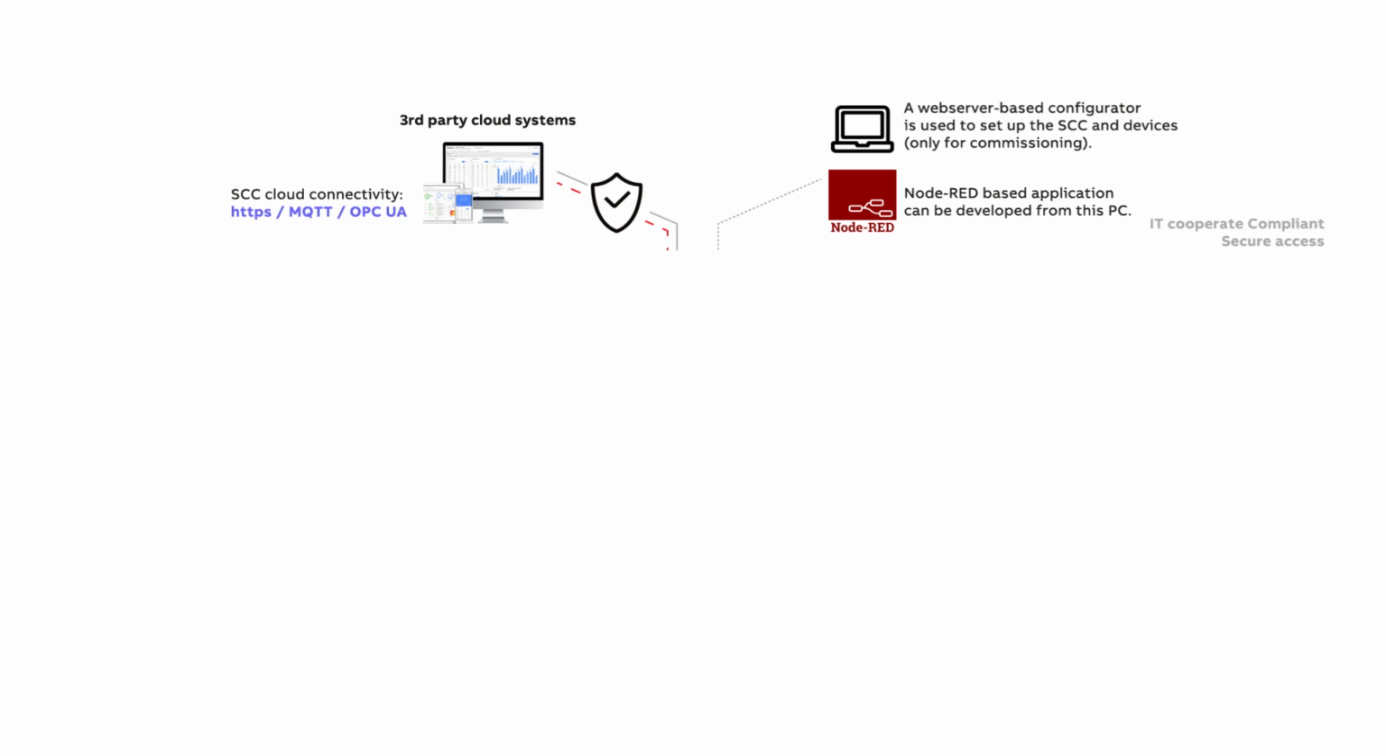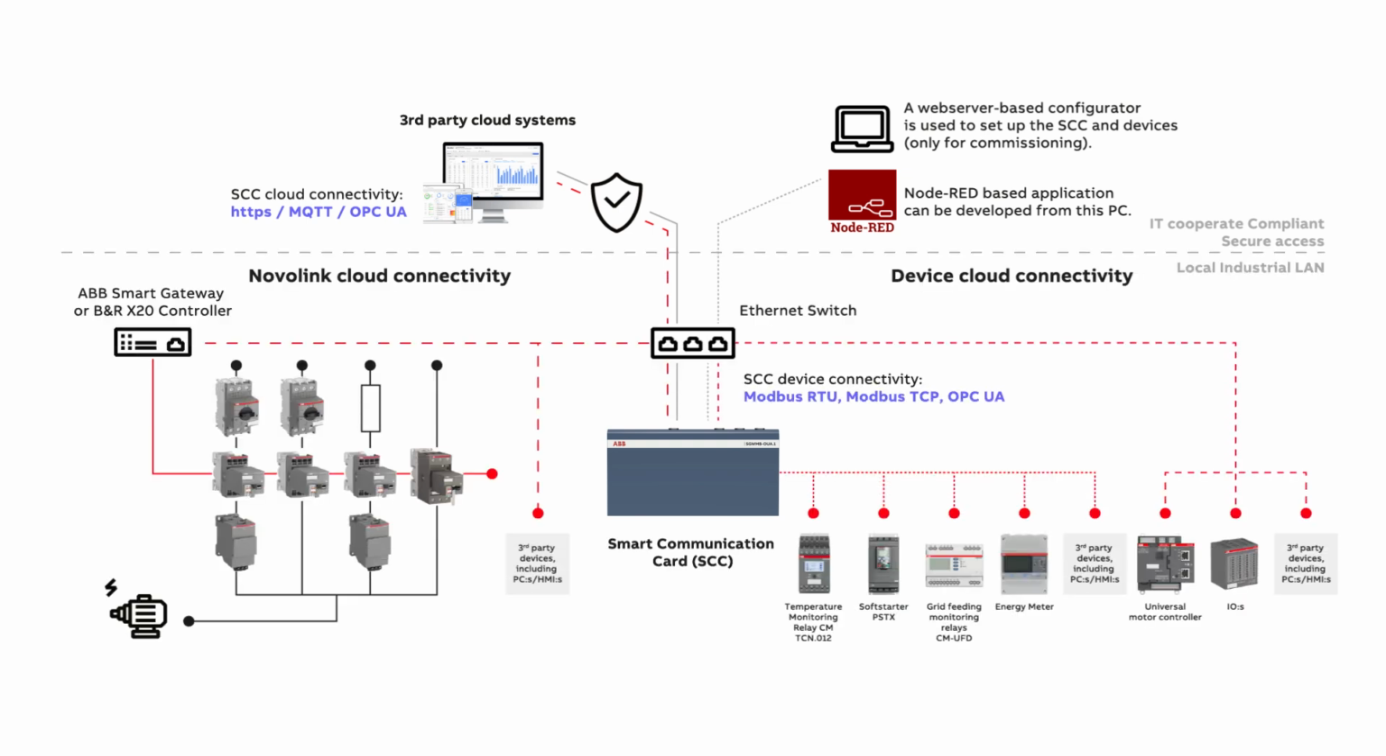In case of IT corporate compliant secure access and cloud-based system, Smart Communication Card supports HTTPS, MQTT, OPC UA to third-party platforms. In case of local industrial LAN, Smart Communication Card with Modbus RTU, Modbus TCP, OPC UA.